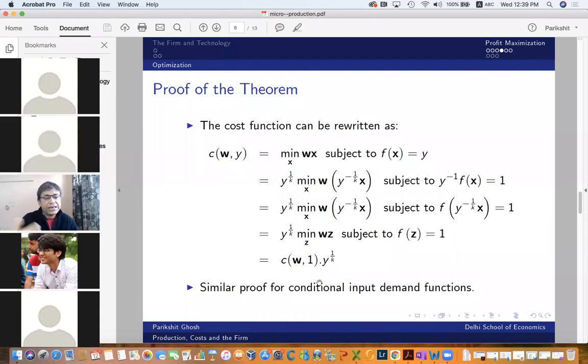It's pretty easy to understand. So for example, you start with some input vector, and the firm is making 1,000 cars.